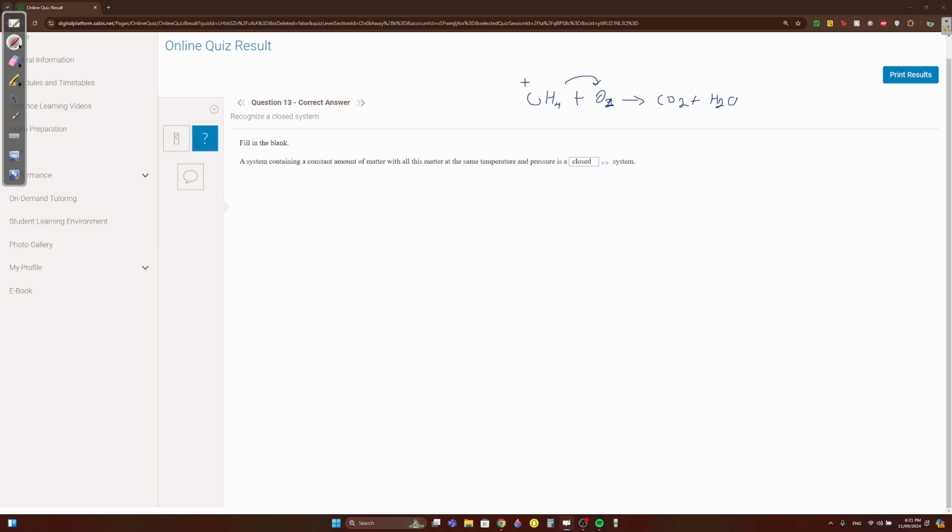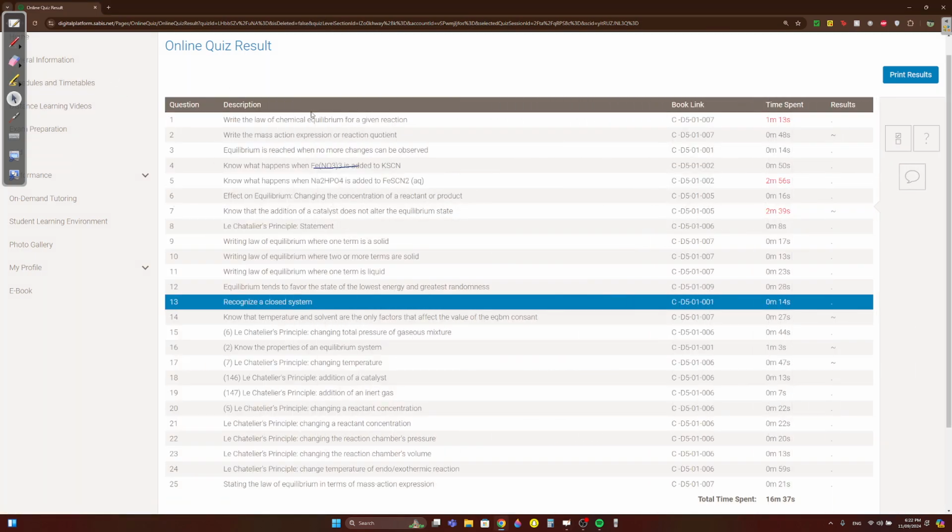If it's a closed system, it's just these. However, if this is happening in a room filled with air, we know air has oxygen in it, right? So the oxygen from the air would probably take part in the reaction as well. Hence, it won't be a closed system because other matter is playing a role. If it's an open system, there's matter from outside, so it's not a constant. This is just a quick overview of what equilibrium is.